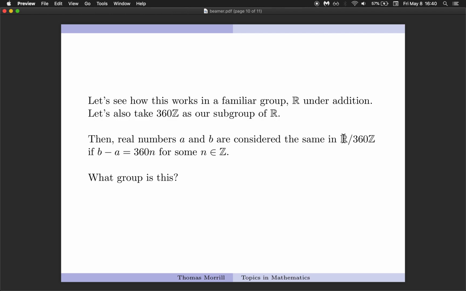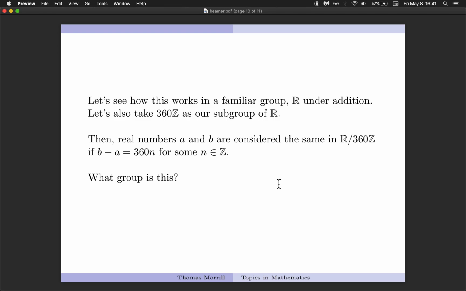So my quotient group is going to be R mod 360Z. It's kind of a funny name for a group. What is the new rule that I have? Two real numbers, A and B, are going to be considered the same in my quotient group so long as B minus A is some integer multiple of 360. So B minus A has got to be equal to 360 times n for some n in Z.